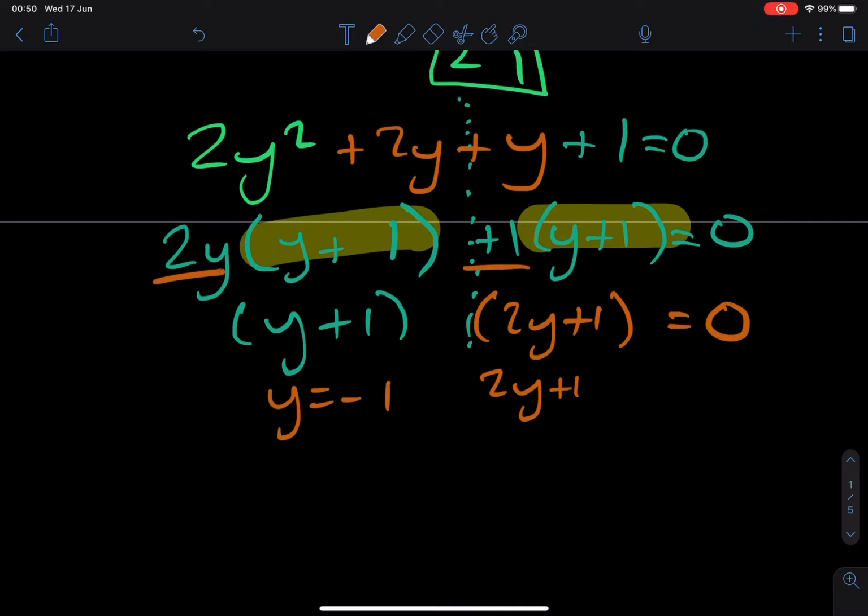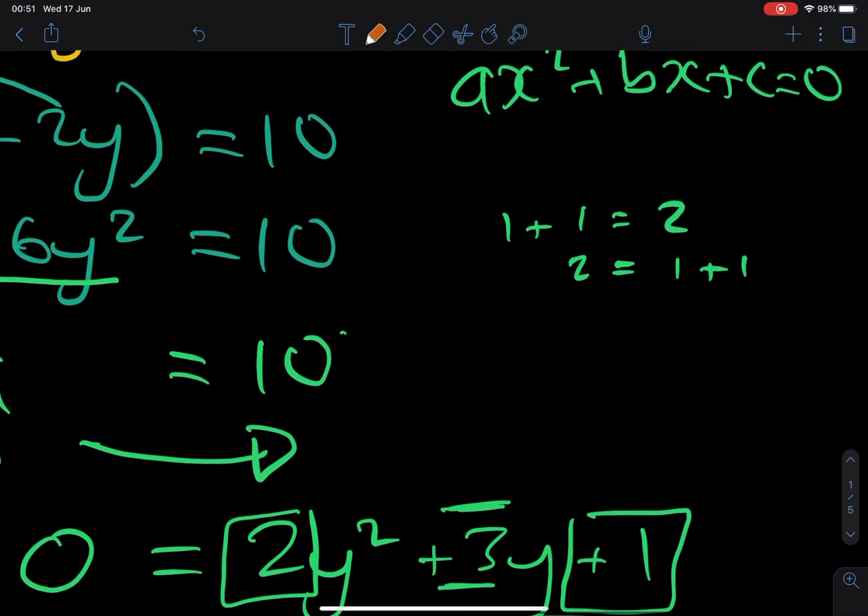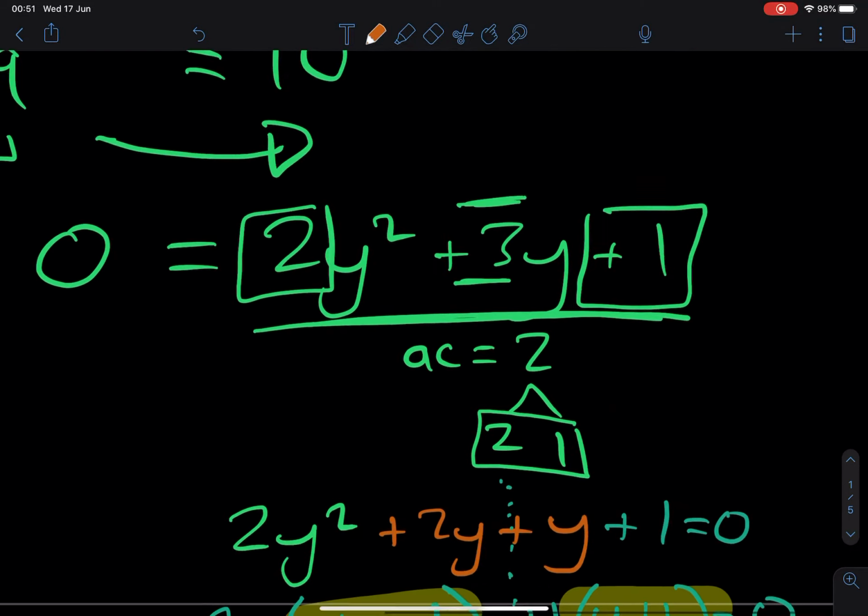2y plus 1 is equal to 0. 2y is equal to minus 1. Y is equal to minus a half. So I've got two y values now. Y is minus 1 and y is minus a half. What do I do with these two y values? What am I missing? I'm missing an x value.